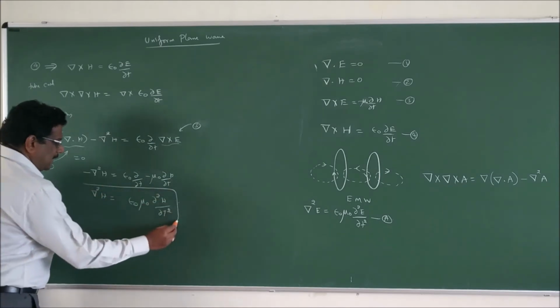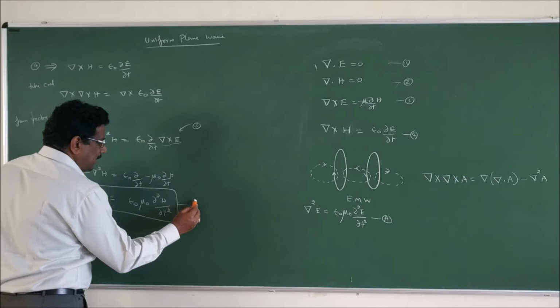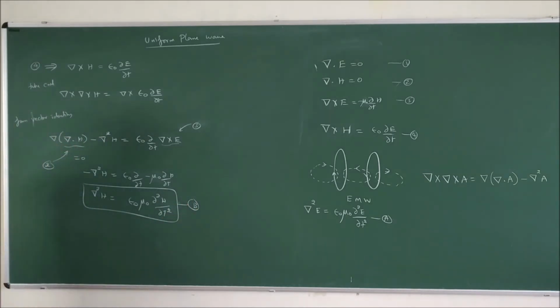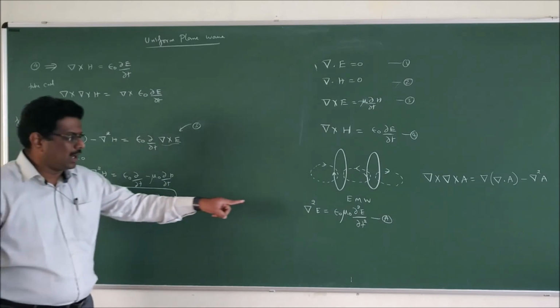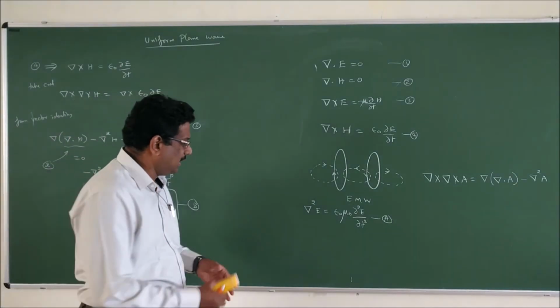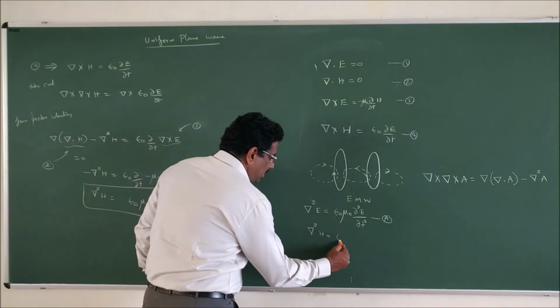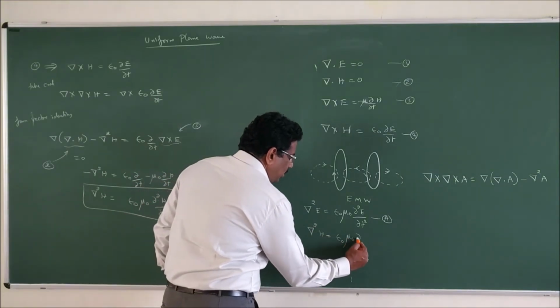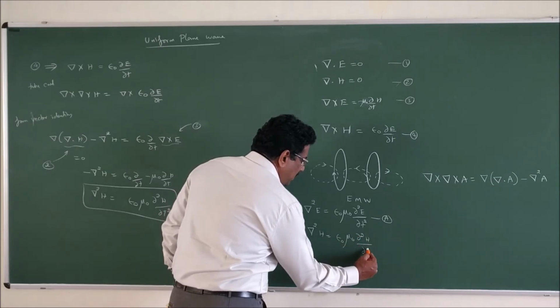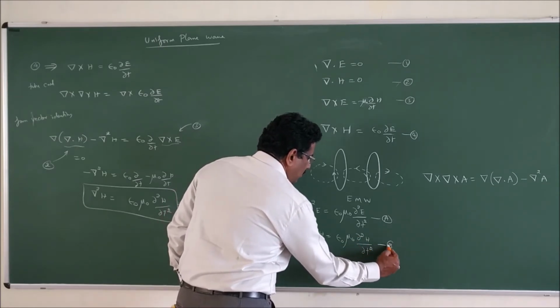I can say this is equation number B, which is a second order partial differential equation for the magnetic field, and similarly a second order partial differential equation for the electric field. Okay, so let us rearrange. Del cross H equal to epsilon naught mu naught dou square H by dou t square. Let us say equation number B.